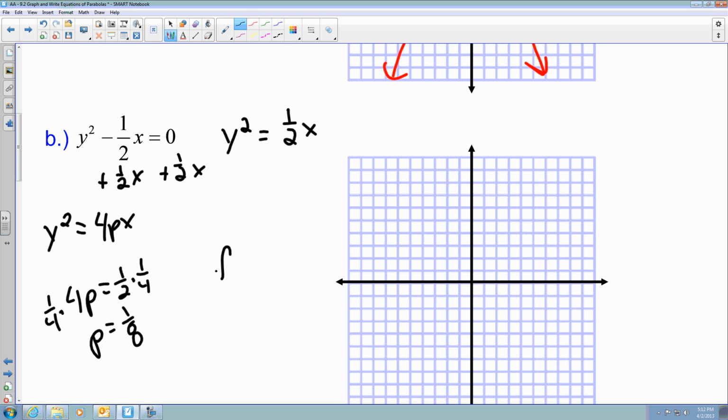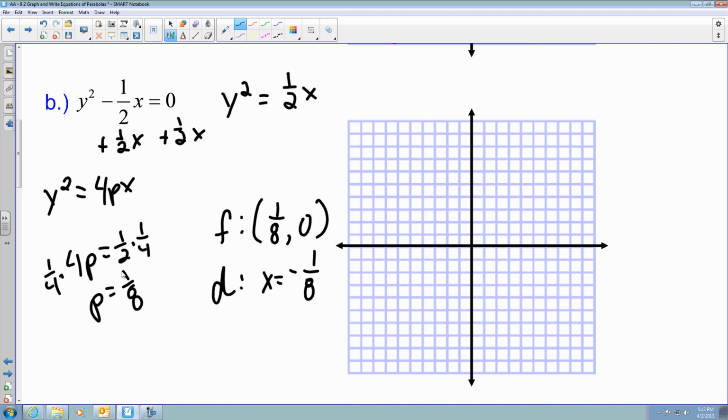So my focus for this particular equation is going to be 1/8, comma 0, and my directrix is going to equal x equals a negative 1/8. Let's just say that for simplicity, each one of these squares is 1/8, okay? With that being said, that'll help us graph it easier. So my focus is going to be at 1/8, comma 0, and my directrix is going to be at x equals a negative 1/8.